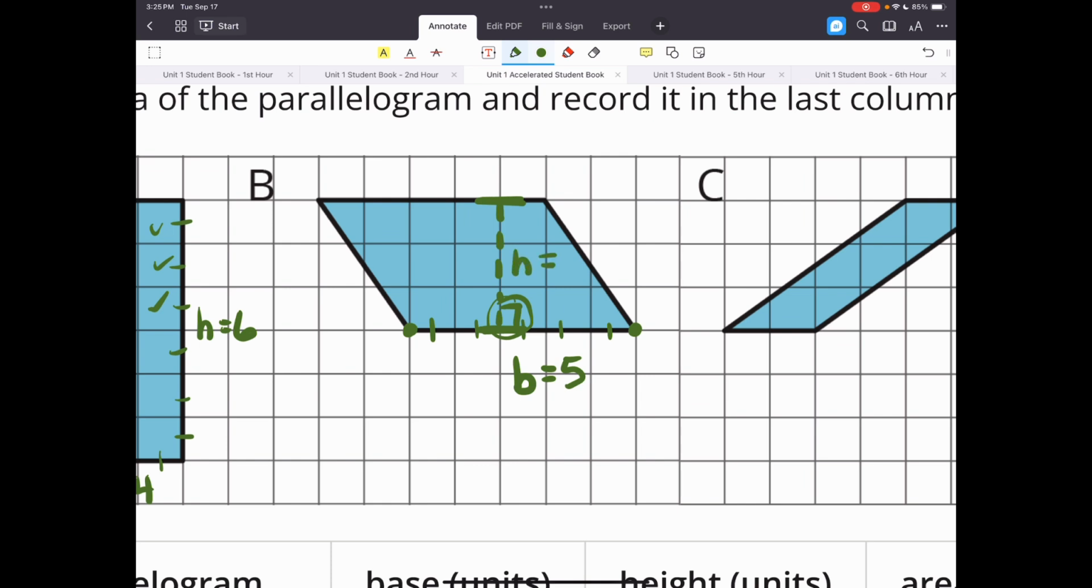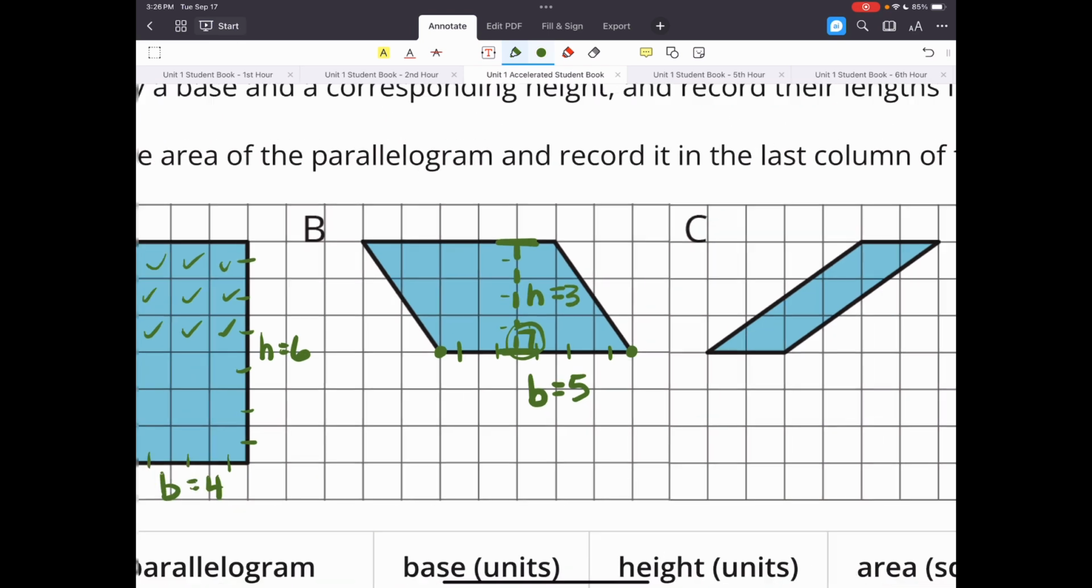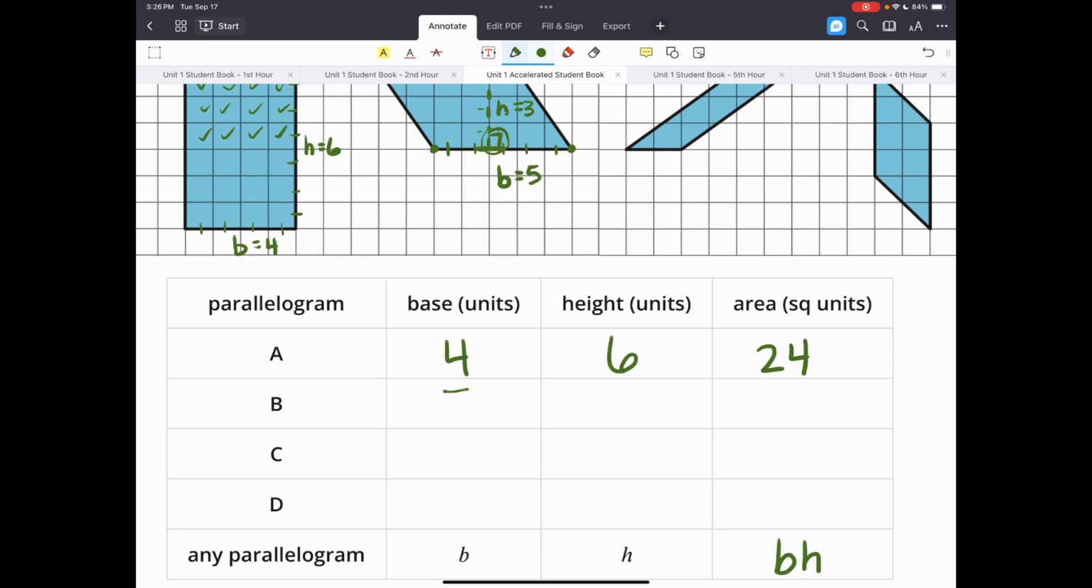Then I can count how many units. So 1, 2, 3 units. So this is a 5-unit base, 3-unit height. 5 times 3 is 15 square units is our area.